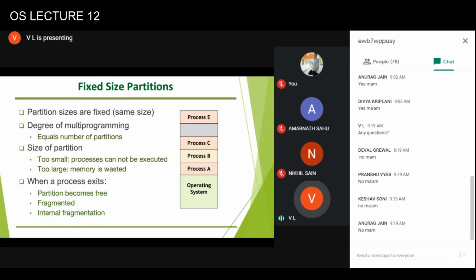Now, the question comes, what should be the size of the partition? If the size of the partition is too small, then other processes cannot be loaded into the memory and cannot be executed. If it is too large, let's say the partition size is 10 MB, and most of the processes are 5 MB, 7 MB, or 2 MB, then the rest of the partition would be wasted. It will lead to internal fragmentation.